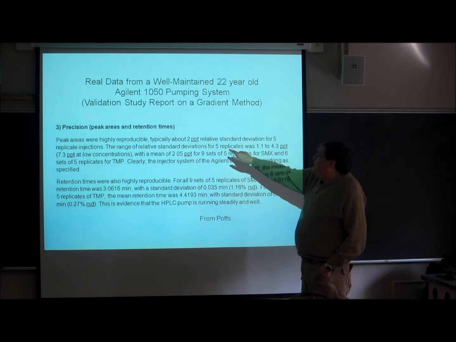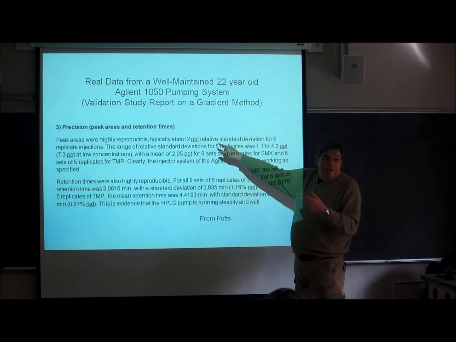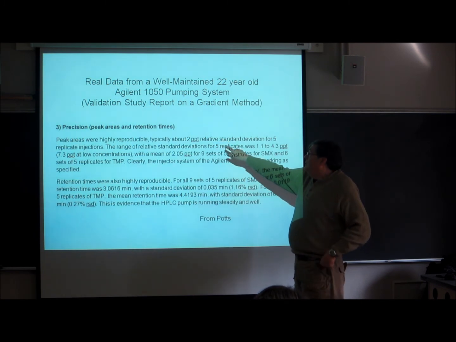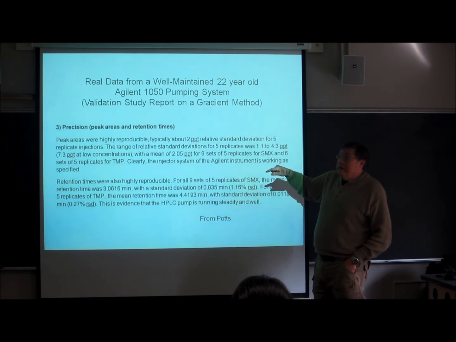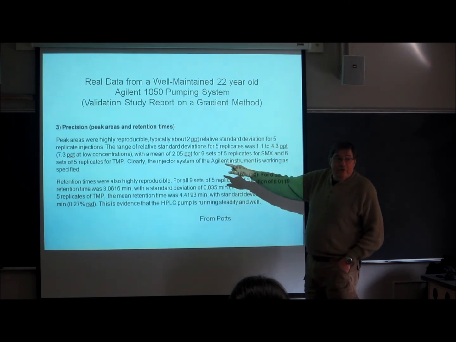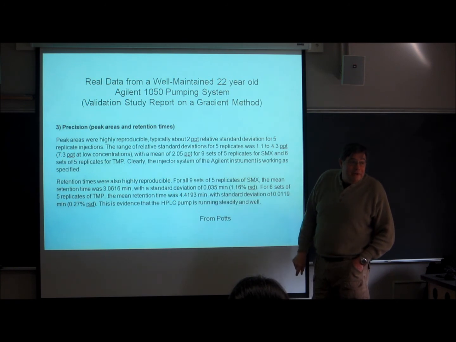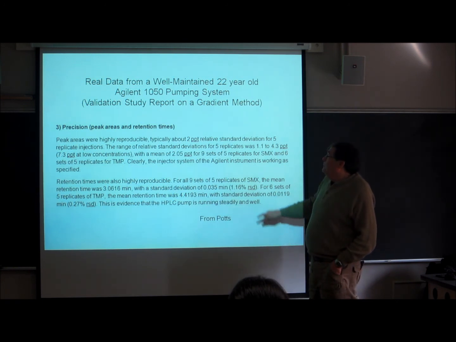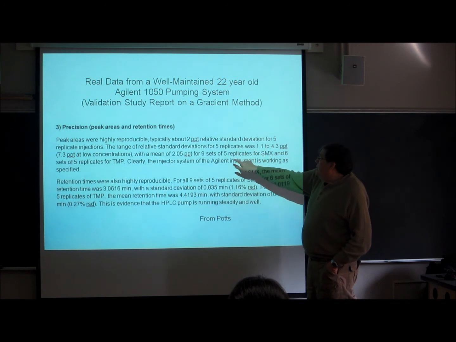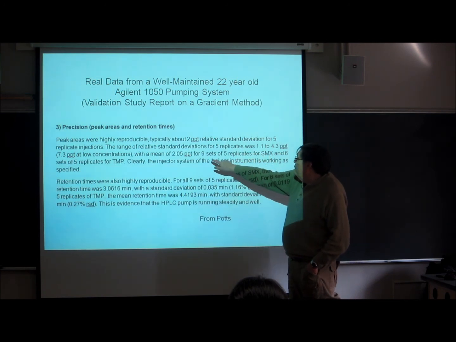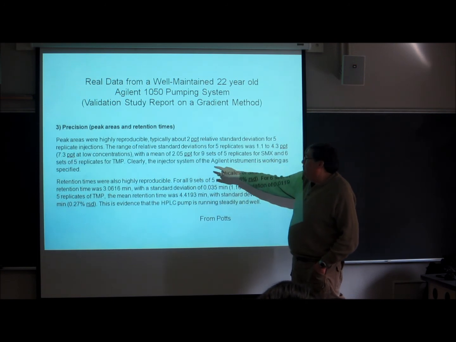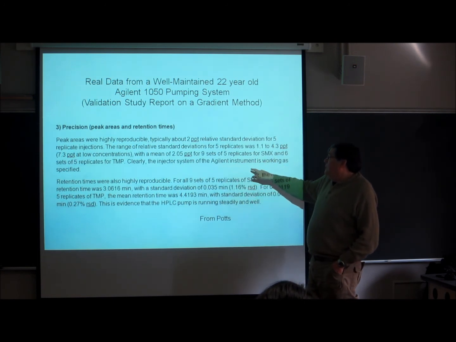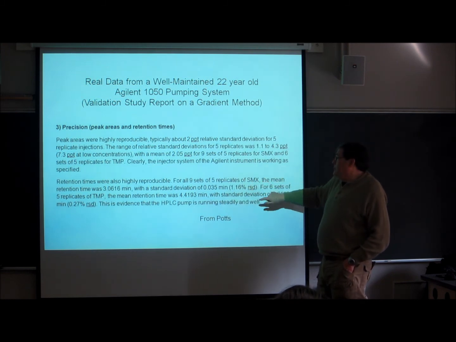The peak areas were reproducible. You want to see if the integration is working right and the detector is working right. About 2 parts per thousand relative standard deviation, 0.2% for the peak areas. For 5 replicate injections, that's performing just fine. Okay, nice and quantitative. And let's see, mean of 2.05 parts per thousand for 9 sets of 5 replicates for one of the compounds, and 6 sets of 5 replicates for the other compound. Clearly, the injection system is working. The retention times are also highly reproducible.